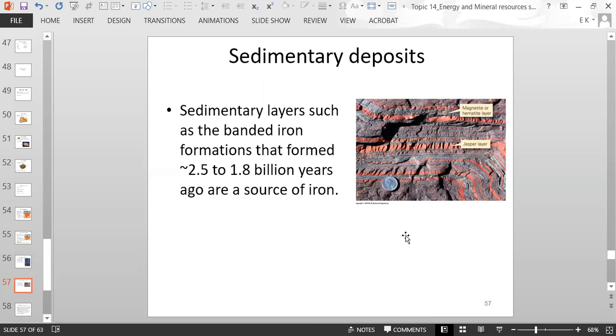And then the great increase in oxygen in the atmosphere led to a lot of oxidation. So that oxidation related to sedimentary layers of iron oxides, that's all a good source of iron today. We can go back and extract the iron from this.